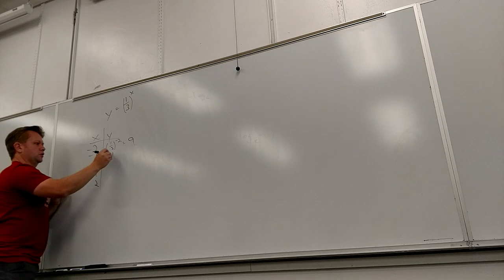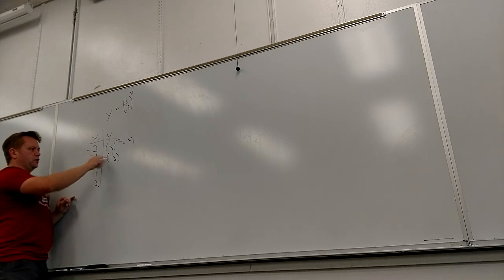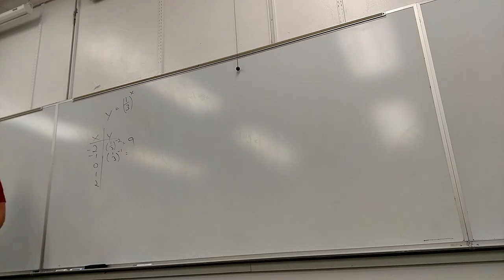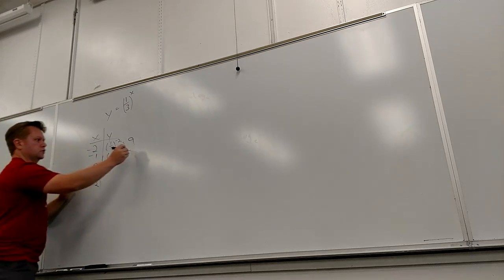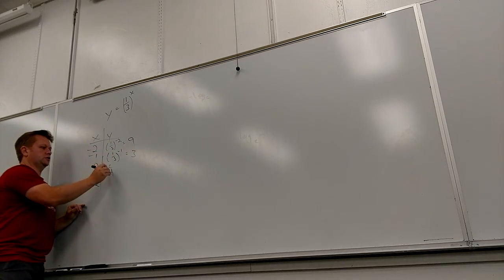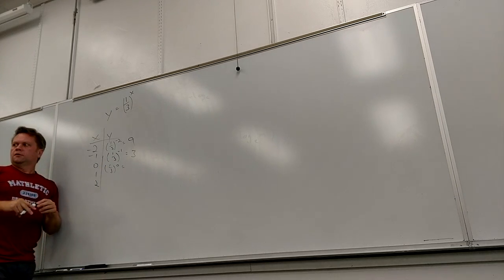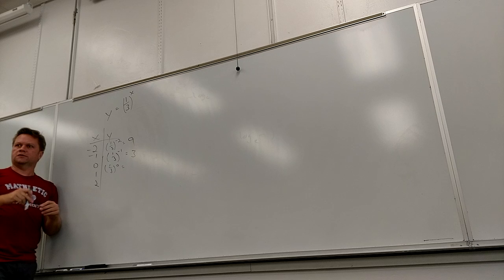And what's 1/3 to the -1, since x is -1 here? Well, that's just going to be 3, because the negative power makes it flip, and the first power stays the same. So it's 3. What's 1/3 to the 0? 1, of course.